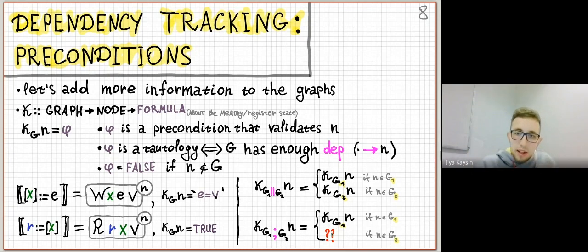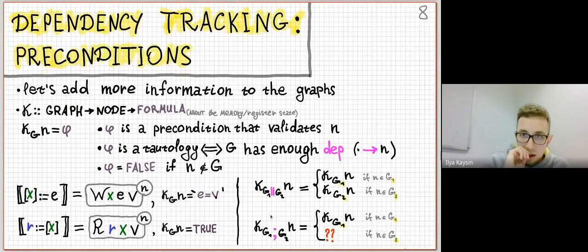We cannot just take kappa of G2, because kappa of G2 are formulae that hold before G2 to validate the nodes of G2. But we need to construct formulas that hold before G1 to validate nodes from G2. So how do we define the preconditions for the nodes from G2? We need to somehow transform the preconditions of G2 by looking at the graph G1.